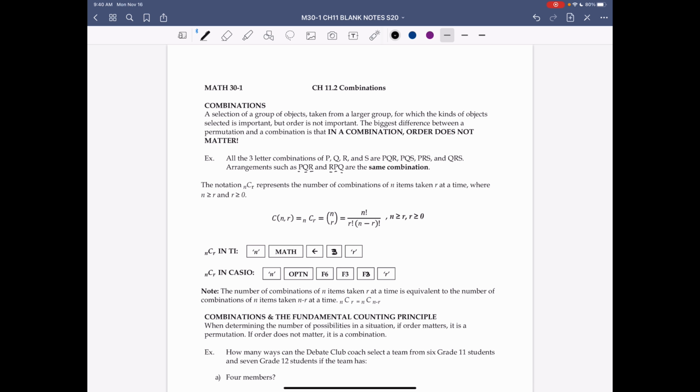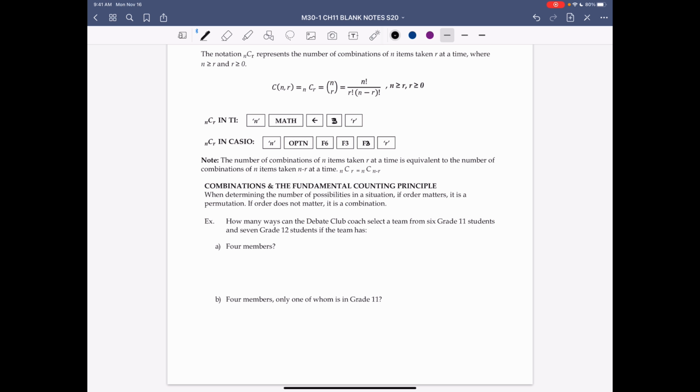Note, the number of combinations of n items taken r at a time is equivalent to the number of combinations of n items taken n minus r at a time. So nCr is equal to nC(n minus r).